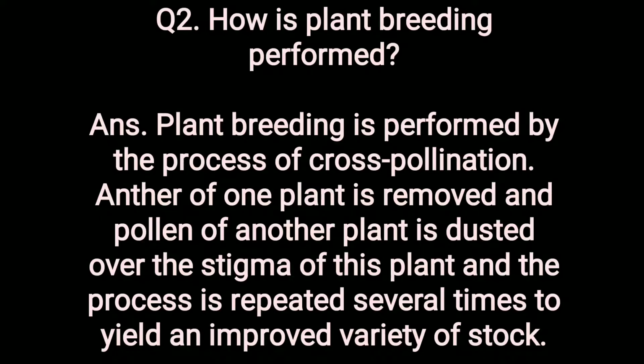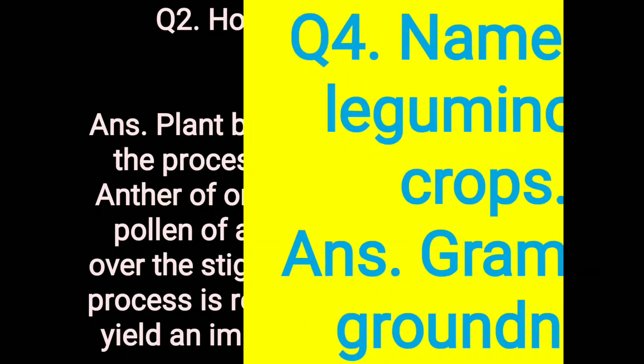Question number 2, how is plant breeding performed? How is plant breeding done? Plant breeding is performed by the process of cross pollination. Anther of one plant is removed and pollen of another plant is dusted over the stigma of this plant, and the process is repeated several times to yield an improved variety of stock.